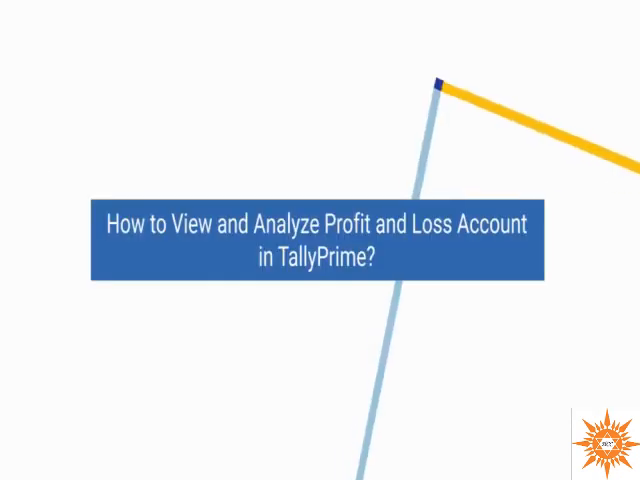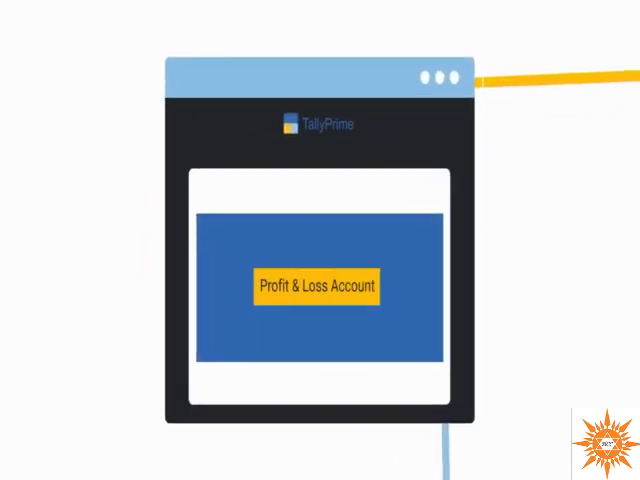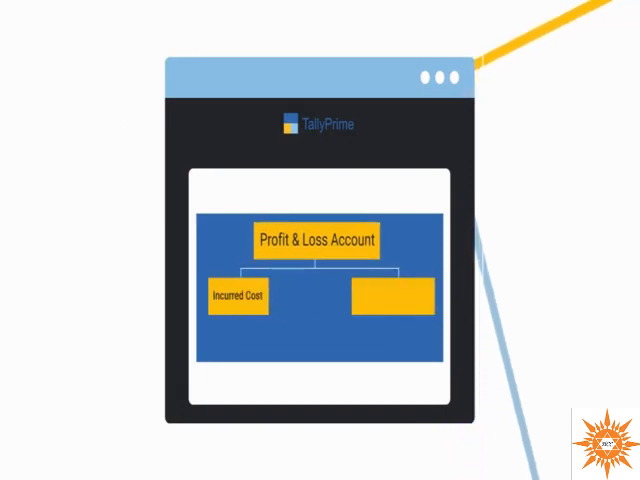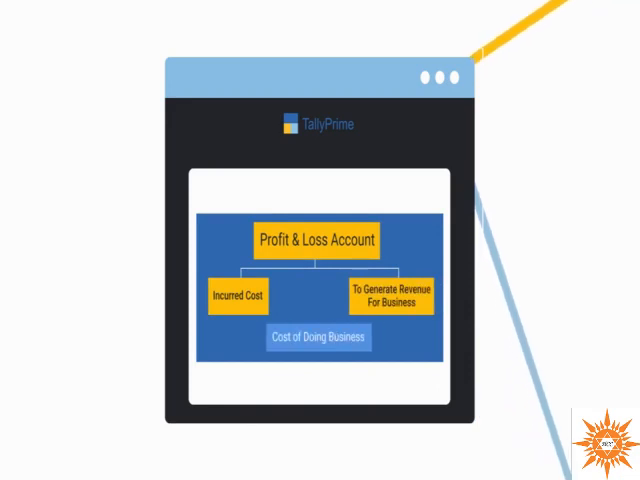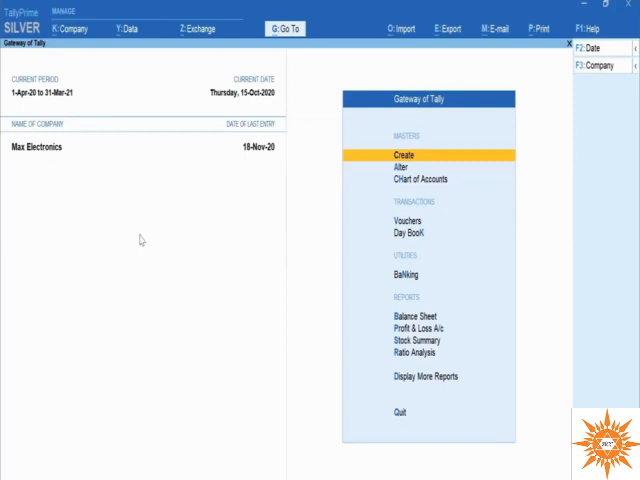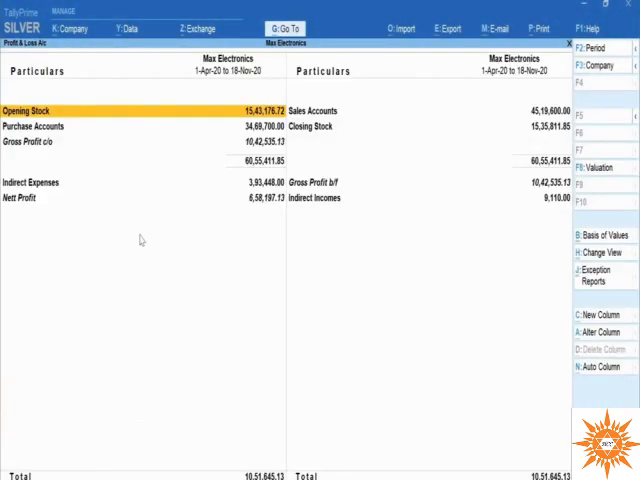In this session, you'll learn about profit and loss account in TallyPrime. Profit and loss account reveals money spent or cost incurred in an organization's effort to generate revenue, representing the cost of doing business. From Gateway of Tally, press P for profit and loss account. This report shows the net profit or net loss you have made in a period.